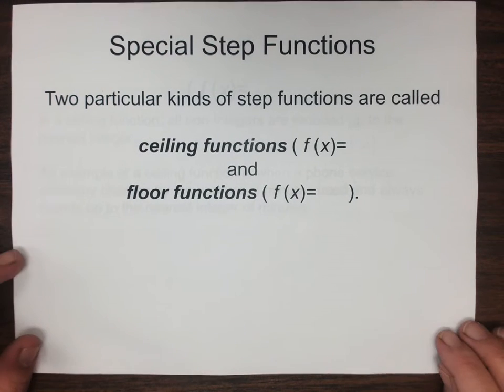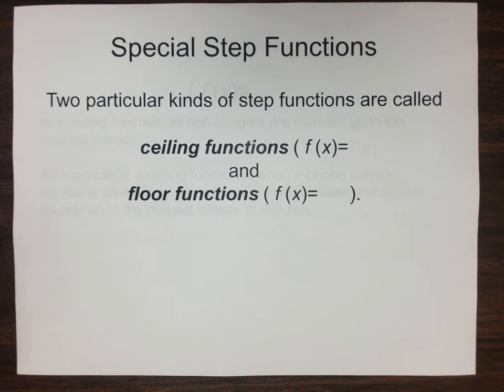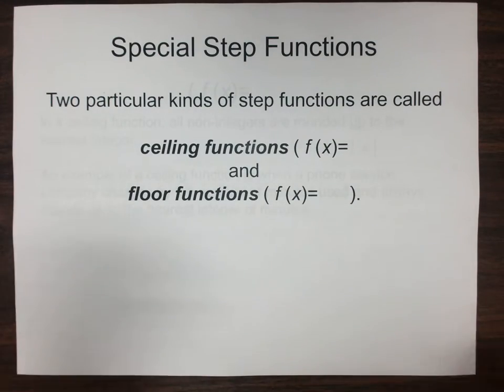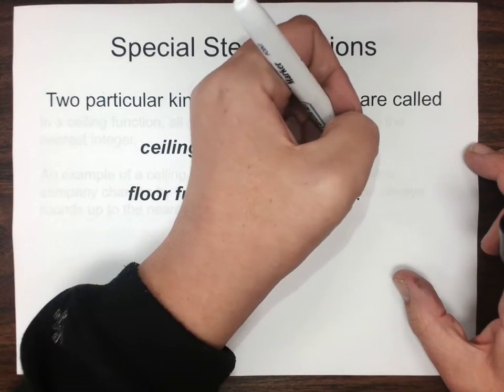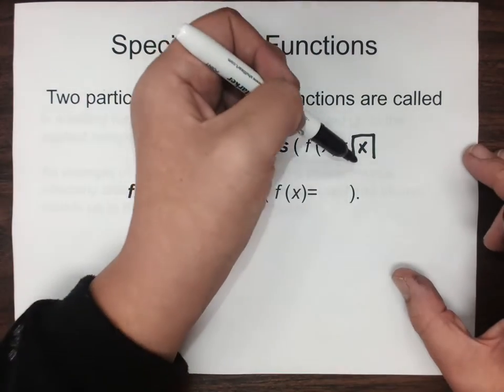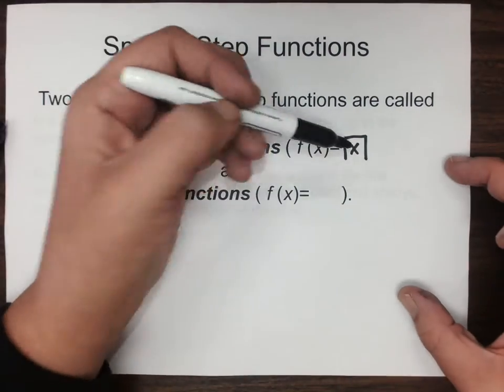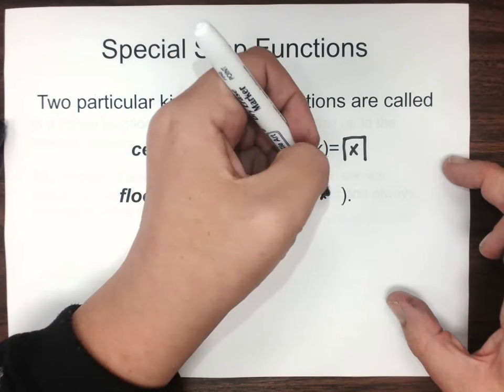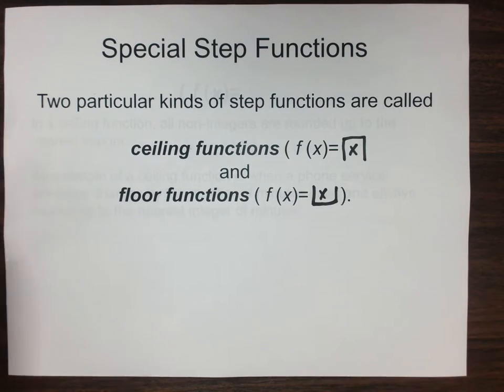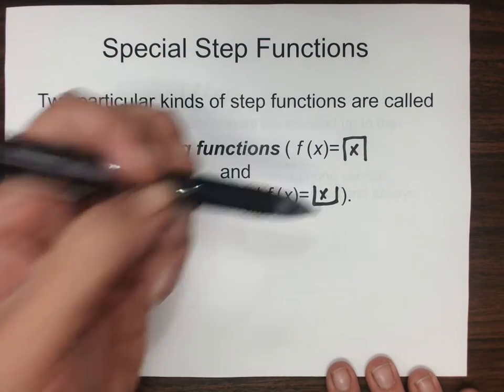We do have some special step functions, two particular kinds of step functions. They're called the ceiling function and the floor function. And I see that my printout here did not quite print these correctly. The ceiling function is represented with an X with, I always say it looks like a little house with a ceiling over it. And then the floor function is this here where it has the X with a box underneath it, right? So this is the ceiling and the floor.